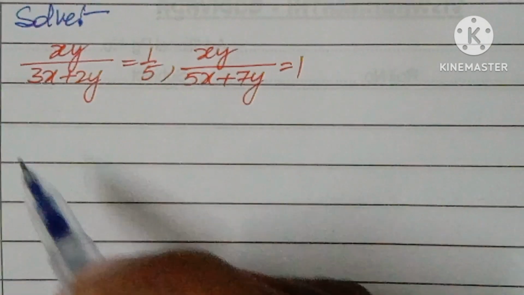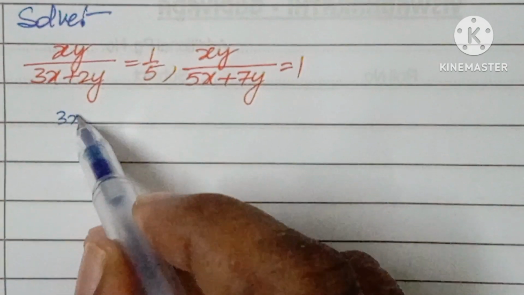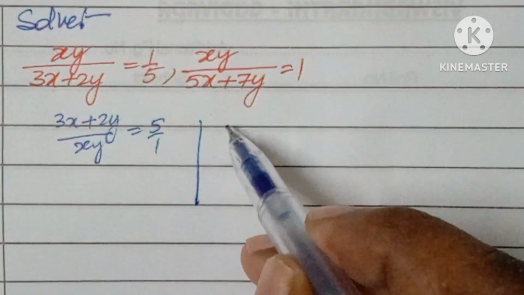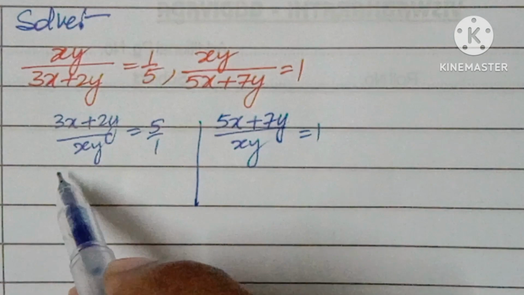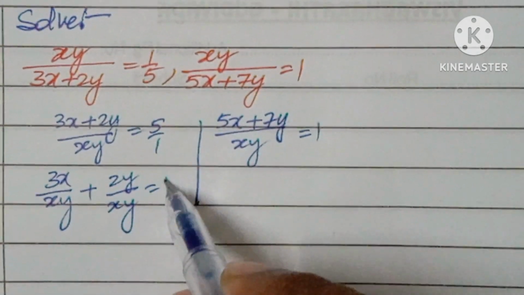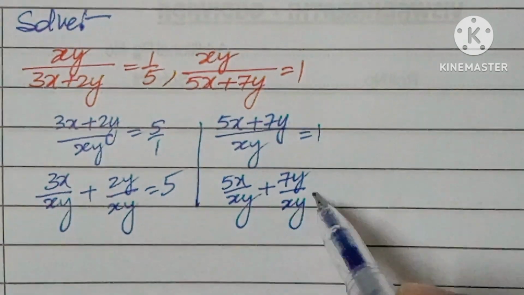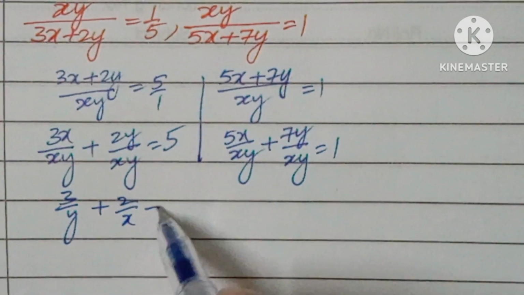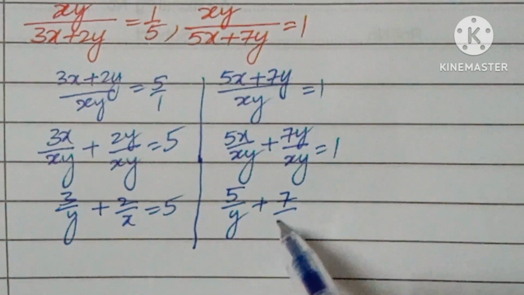So how to solve this problem? Here first I am writing reciprocals. So here what you'll get: 3x plus 2y by xy is equal to 5 by 1. In the same way, 5x plus 7y over xy is equal to 1. Now individually you are writing 3x by xy plus 2y by xy is equal to 5, and 5x by xy plus 7y by xy is equal to 1. Now here you'll get 3 by y plus 2 by x equal to 5. Now here 5 by y plus 7 by x is equal to 1.